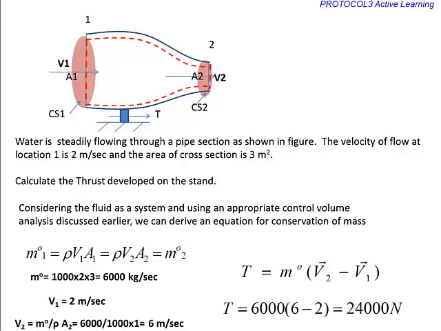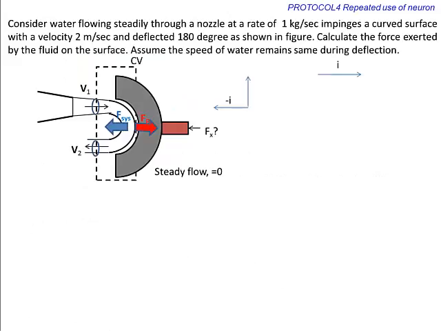Consider another problem. Water flowing steadily through a nozzle at a rate of 1 kg per second impinges on a curved surface with a velocity of 2 meters per second, and is deflected 180 degrees as shown in the figure. Calculate the force exerted by the fluid on the surface. Assume the speed of water remains the same during deflection.